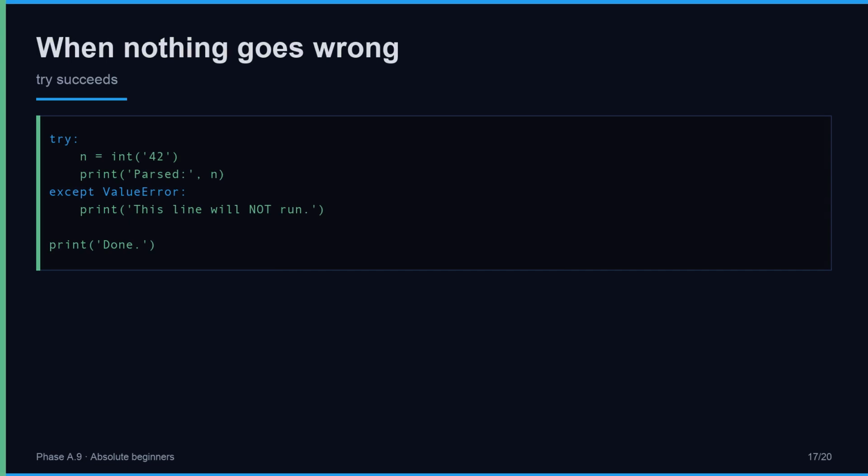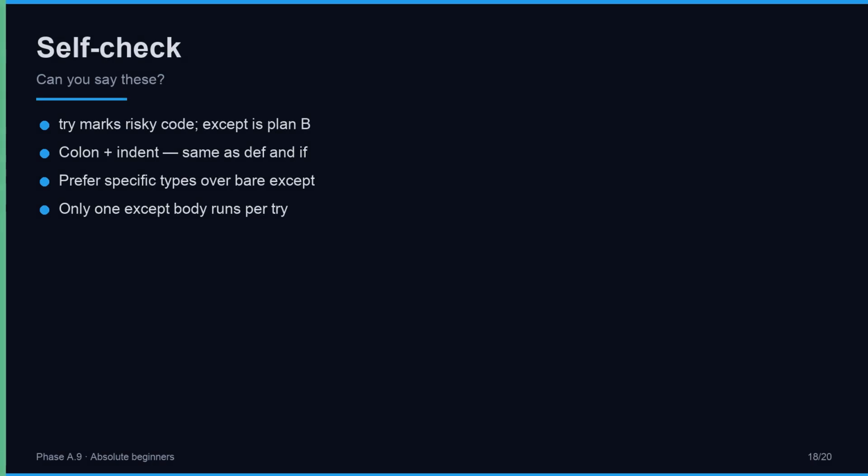Important, the except block only runs if an exception was raised. Here we parse the string "42", which works fine. The print inside try runs, parsed 42. The except body is skipped completely. Then the final print runs. If your try succeeds, Python moves past the entire except block as if it was not there. Try is for the risky moment, except is only for the moment things fail. Success skips except.